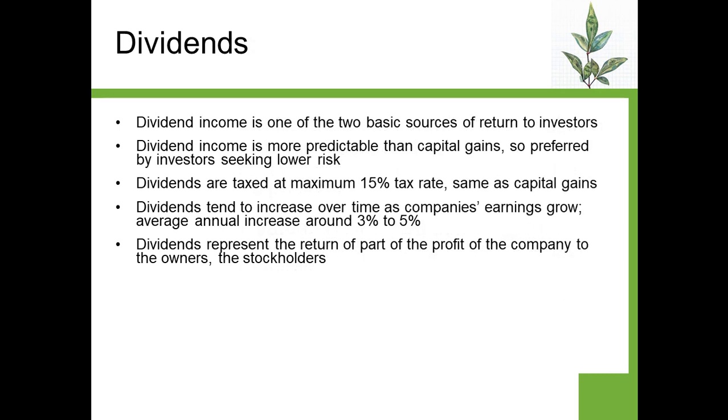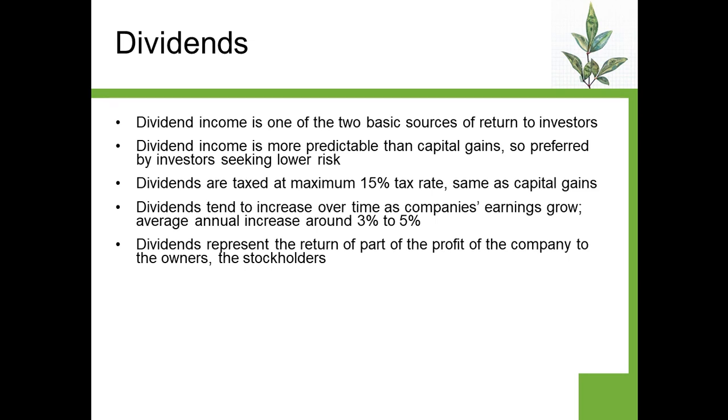Next, dividend. It's also a related topic with the common stocks. Before I told you that cash flow for the common stock is dividend and capital gain. So now what is dividend? Dividend income is one of the two basic sources of return to investors. So it's an income source. If I purchase the common stock shares of the Nokia Corporation, they provide dividend to me every year. So this dividend is income for my investment.